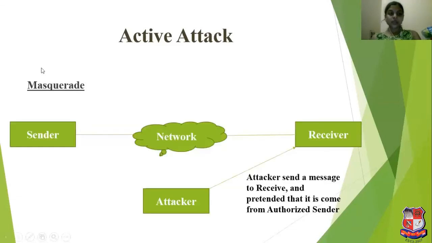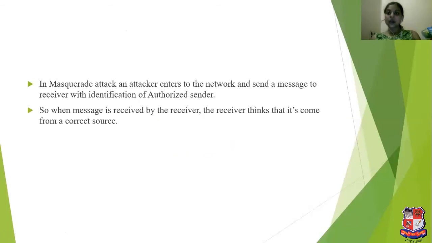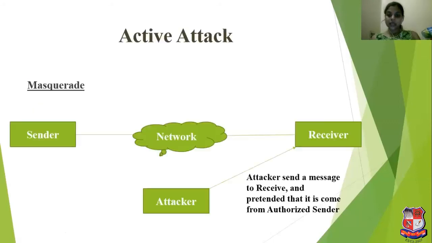The first type of active attack is masquerade. We have two authorized users, sender and receiver, two legal users who are connected through a single network, and there is an unauthorized party called the attacker. So what happens with a masquerade attack? An attacker sends a message to the receiver and pretends that it comes from an authorized user. What does the receiver think? The receiver thinks that it comes from a correct source, from an authorized sender.